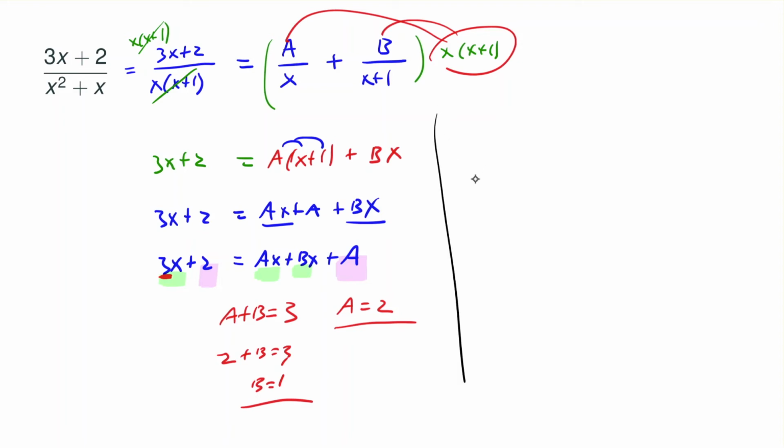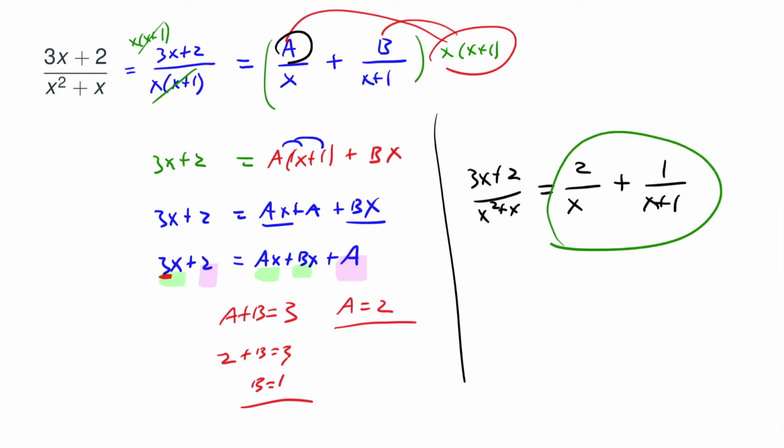Let me write it right here. This fraction right here is the same thing as a, 2 over x, because a goes here, plus b was 1, 1 over x plus 1. So in fact, if you make a common denominator of these two fractions and add them together, you get this. So we can always check our answers on these problems.